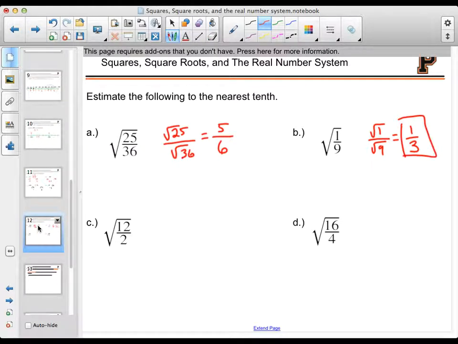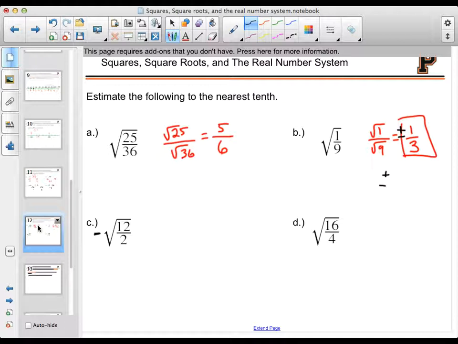Now I should make the disclaimer here. Technically, 1/3 is the square root of 1/9, as is negative 1/3, right? So we should put this little symbol in here that says plus or minus. This plus or minus symbol just means that we refer to both roots, the positive and the negative. Unless, and I'll use this one as an example, you see a little negative symbol in front of it. If you see a negative symbol in front of the square root, then you're just looking for the negative root.